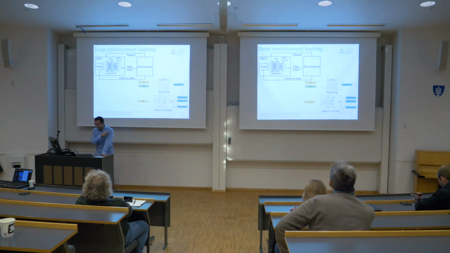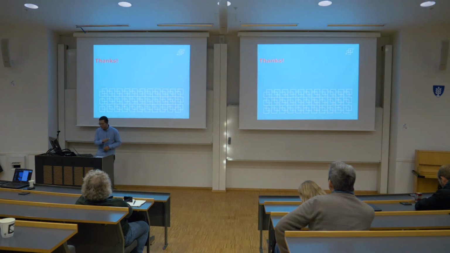So I think we already got success in AlphaGo, and we can get more success in industrial control by combining deep learning and reinforcement learning. Okay, thanks.